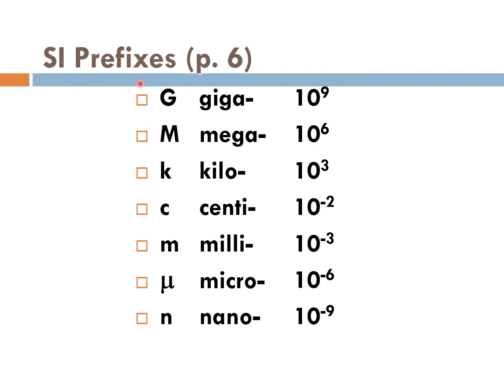Other prefixes: giga, mega, kilo, centi, milli, micro, and nano. Now there are a lot more prefixes other than these, but these are the ones that we're going to be using most in our class. And these are going to be the ones you have to be familiar with. Now whenever you see giga or a capital G in front of a base unit, that means times 10 to the 9th. If you see a centi or a C in front of a base unit, then that's going to be times 10 to the negative 2nd.